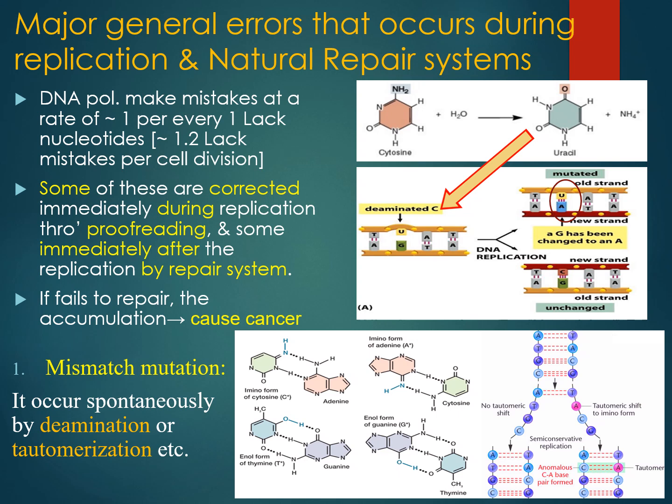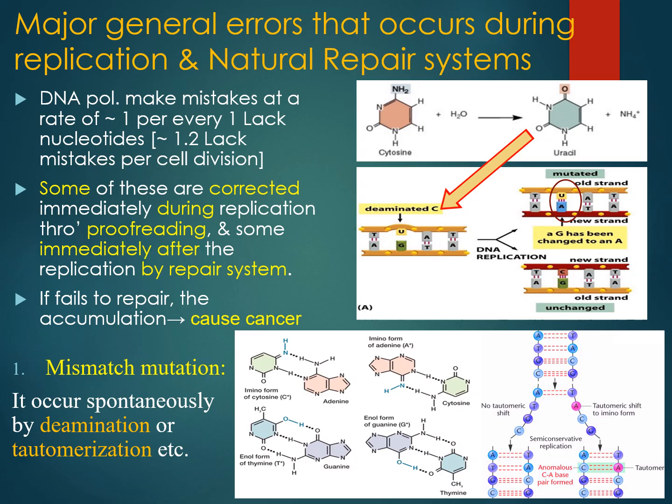Let us see some major general errors that occur during replication and the natural repair system. DNA polymerase makes mistakes at a rate of 1 per every 1 lakh nucleotides, which means per cell division 1.2 lakh mistakes happen. Some of these are corrected immediately during replication by the proofreading activity of the polymerase enzyme itself, or else they can be repaired immediately after replication by the repair system. If neither happens, lots of mutations can accumulate. It can cause cancer.